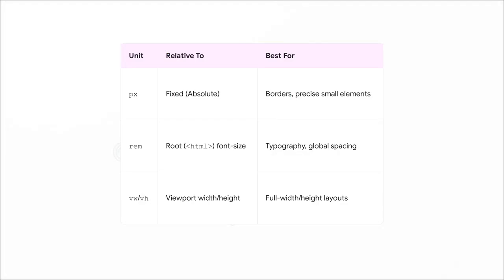Choosing the right units is also essential for responsive design. PX is a fixed unit. EM is relative to its parent element's font size, which can get tricky. That's why the best practice is often to use rem, which is relative to the root HTML element's font size, making it much more predictable. And for full screen layouts, VW or viewport width is definitely your best friend.